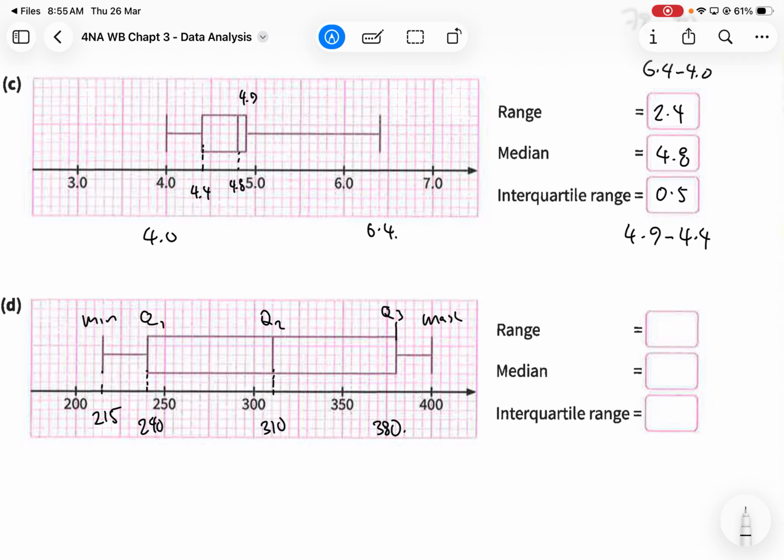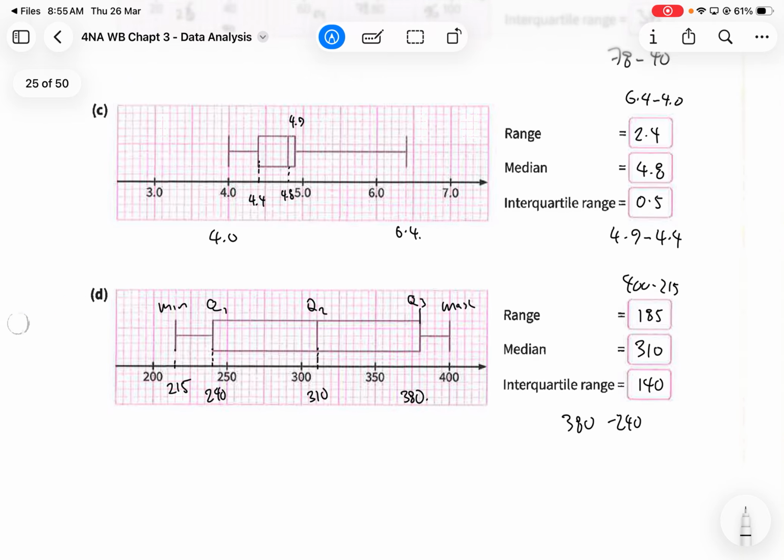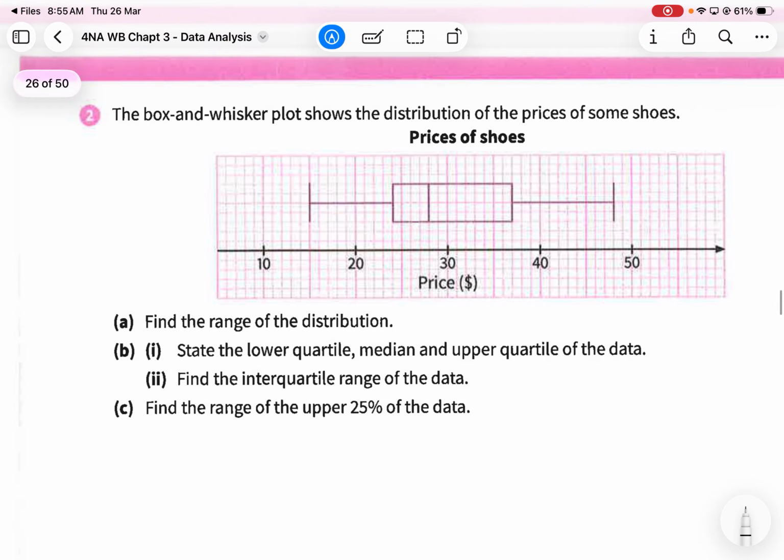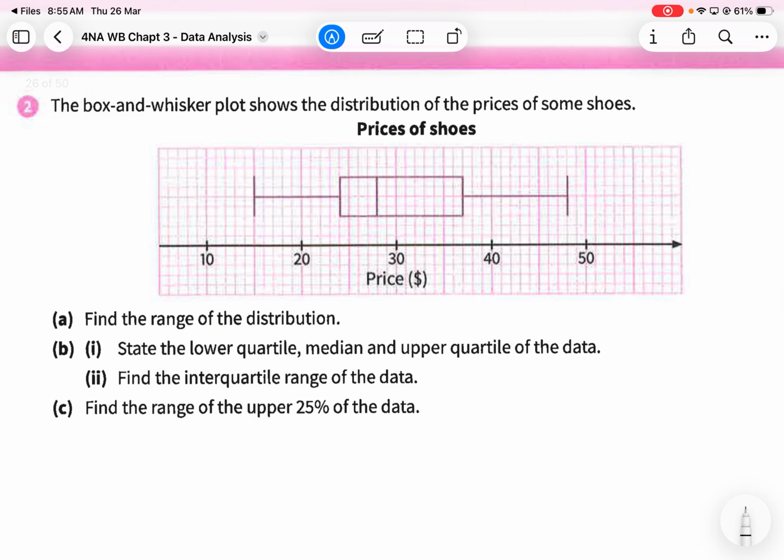Range is 400 minus 215, 185. Median is 310. Interquartile range 380 minus 240, so 140. Okay? Can? Okay, then go to question 2. Find the range. So again, no difference. Go to your minimum 15, go to your maximum 48. Then 48 minus 15 equals 33. What's the data? The data is in Whisker or Box?